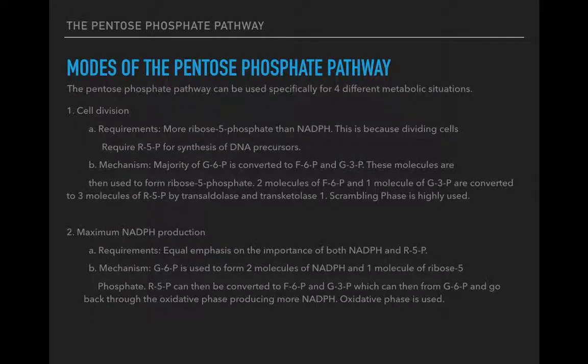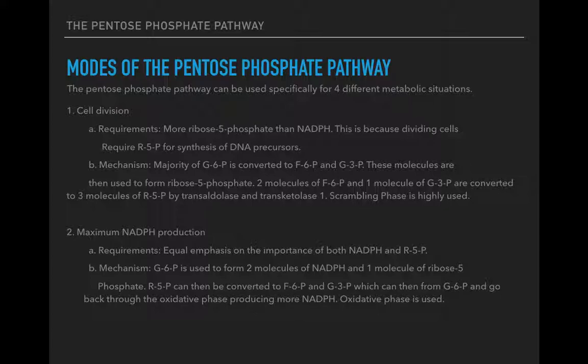The modes of the pentose phosphate pathway. The pentose phosphate pathway can be used specifically for 4 different metabolic situations. The first one is going to be cell division. Requirements for this mode is going to be more ribose 5-phosphate than NADPH. This is because dividing cells require more ribose 5-phosphate for synthesis of DNA precursors.